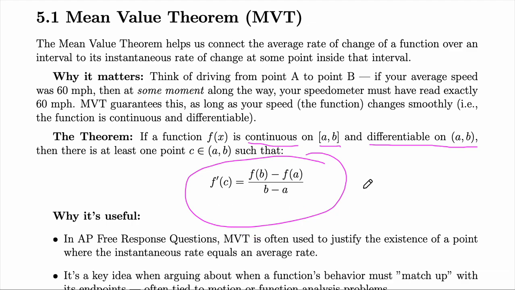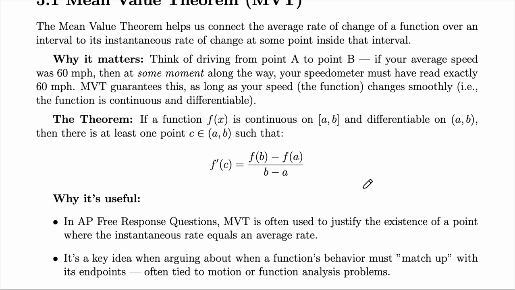All right, so now let's talk about why it's useful for the AP exam. In many of the free response questions, you'll be asked to justify the existence of a point C where the instantaneous rate of change equals the average rate of change over that given interval.